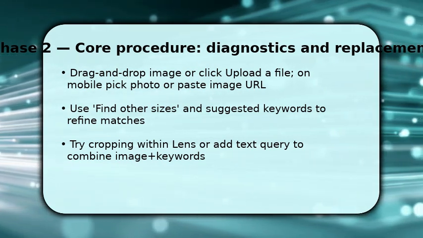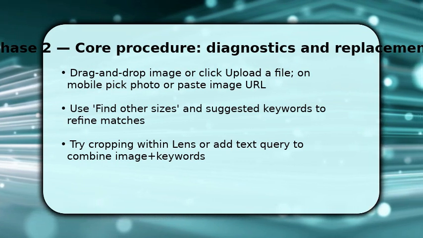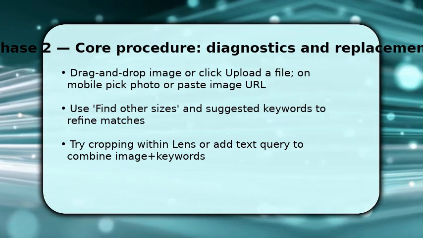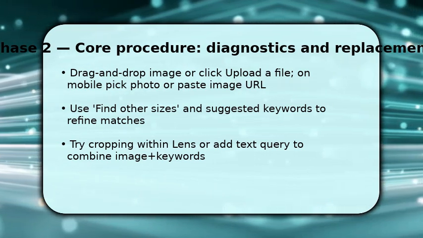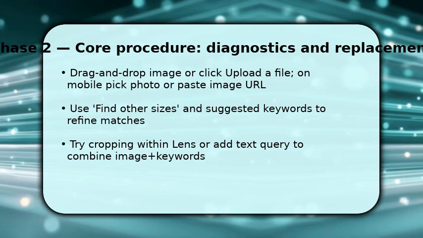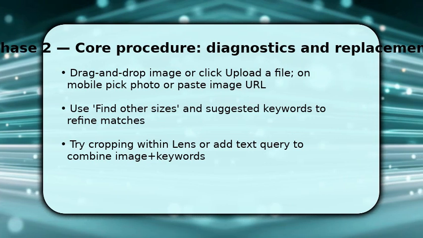Once results appear, use Find Other Sizes and the suggested keywords to tighten matches. Those suggestions reveal context, alt text, and source pages. If results are broad, crop the image to focus on a detail, or add a text query. This combines visual plus keyword signals for better precision.